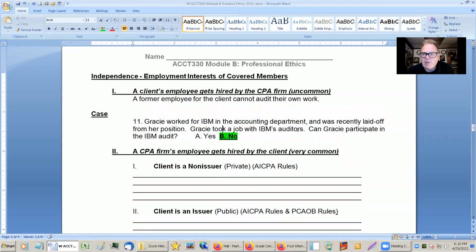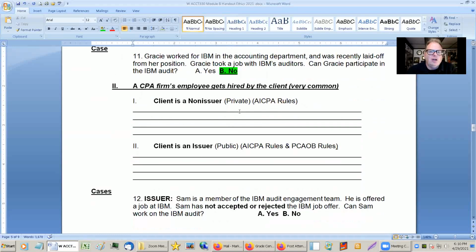Now, as time goes by, a year or two goes by, when her work is no longer part of the audit or part of the financial statements, then yeah, then you can get on it. But it can't be auditing anymore. Okay.